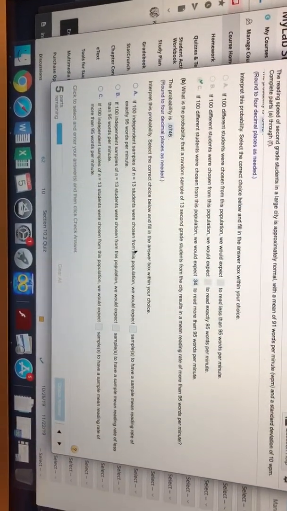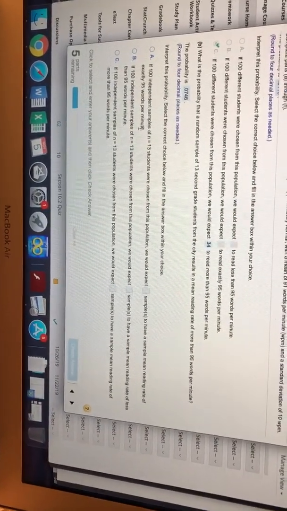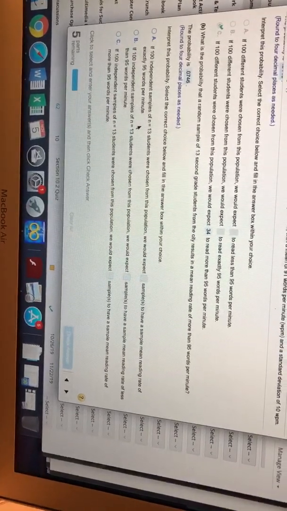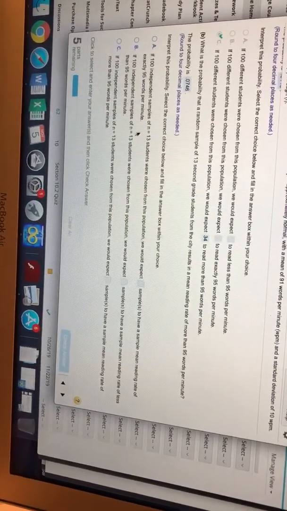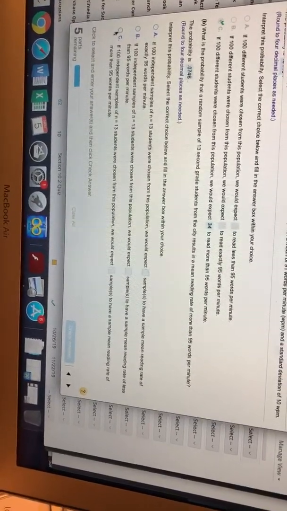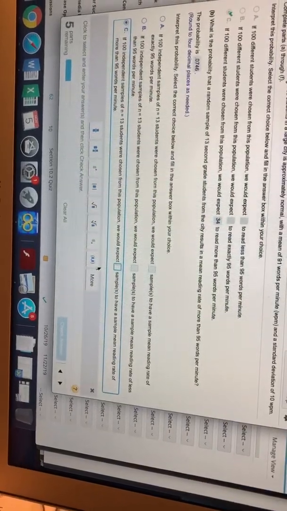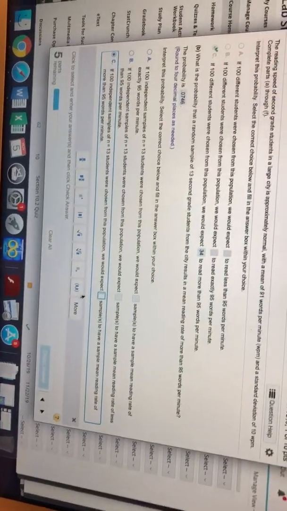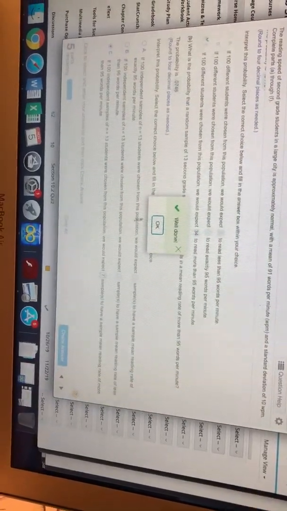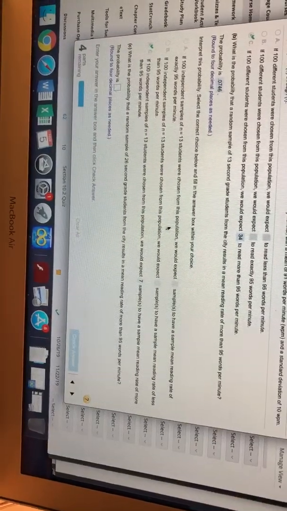And we're ready for the next part of part B. If 100 independent samples of n equals 13 students are chosen, because we want to be more than 95, I need choice C. And then the 100th place is the second decimal place, so 7 out of 100 students are expected to have a reading rate of more than 95 words per minute.